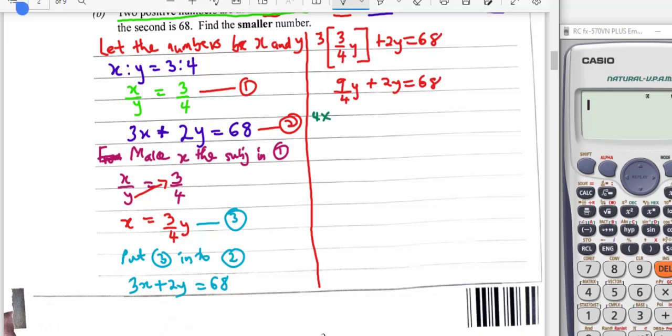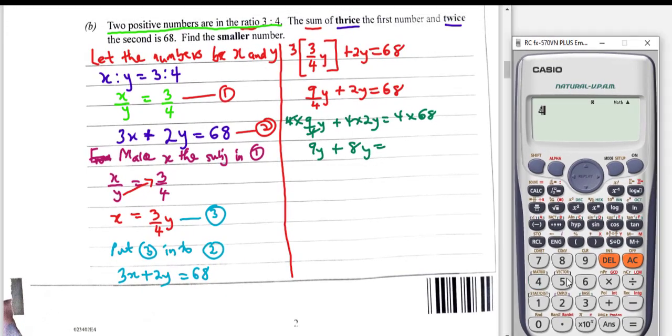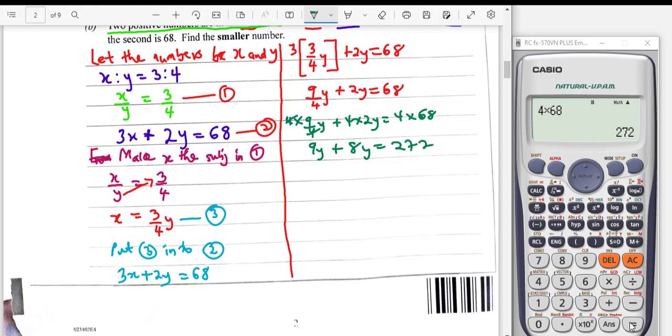I have 4 times 9 on 4y, that is the first one. And I have 4 times 2y here. Then I also have 4 times 68 here. All right, so 4 is going to cancel 4 out here. I'm going to get 9y here. 4 times 2 is 8y. And then 4 times 68, I have 272. And 9 plus 8, I'm going to get 17y equals 272.